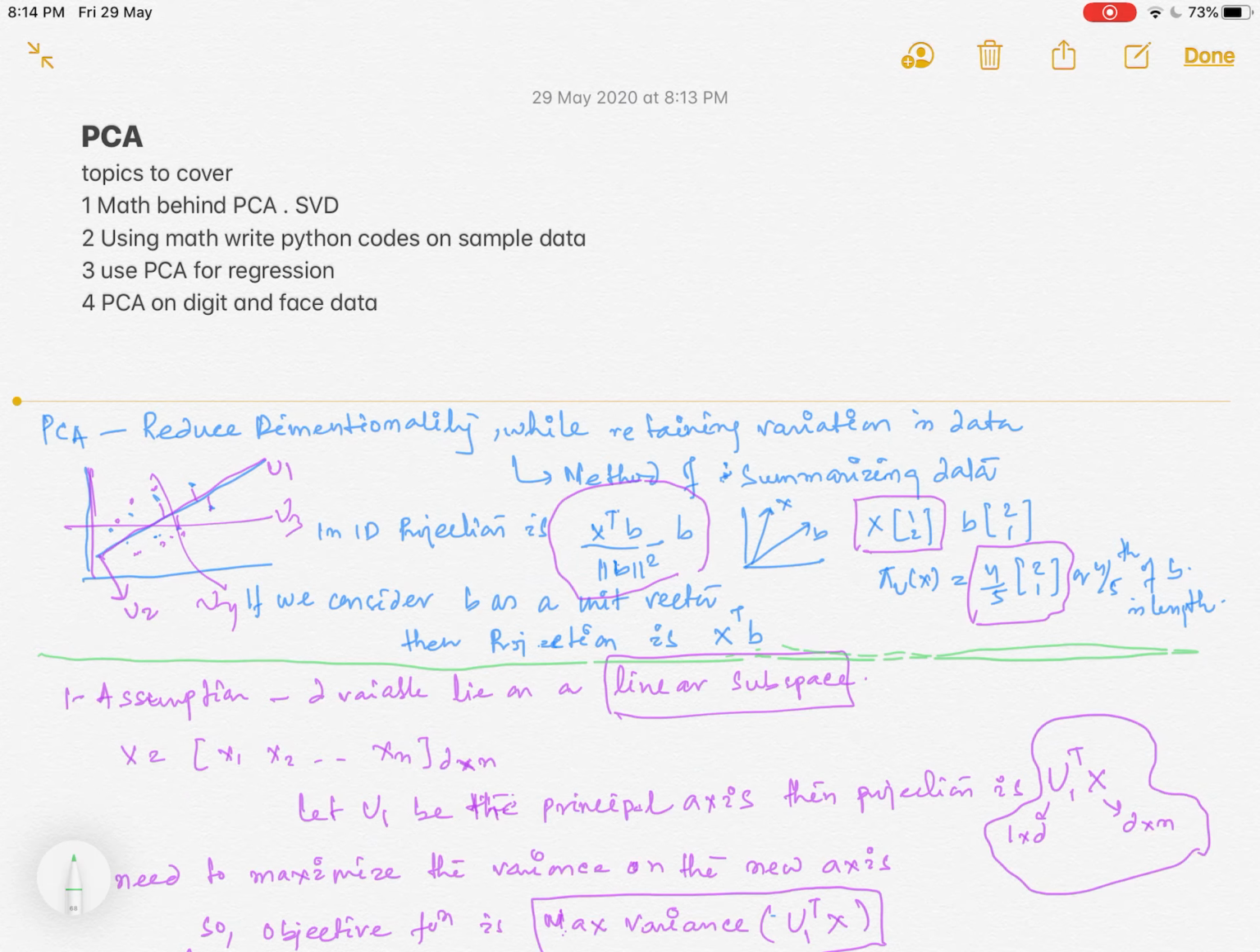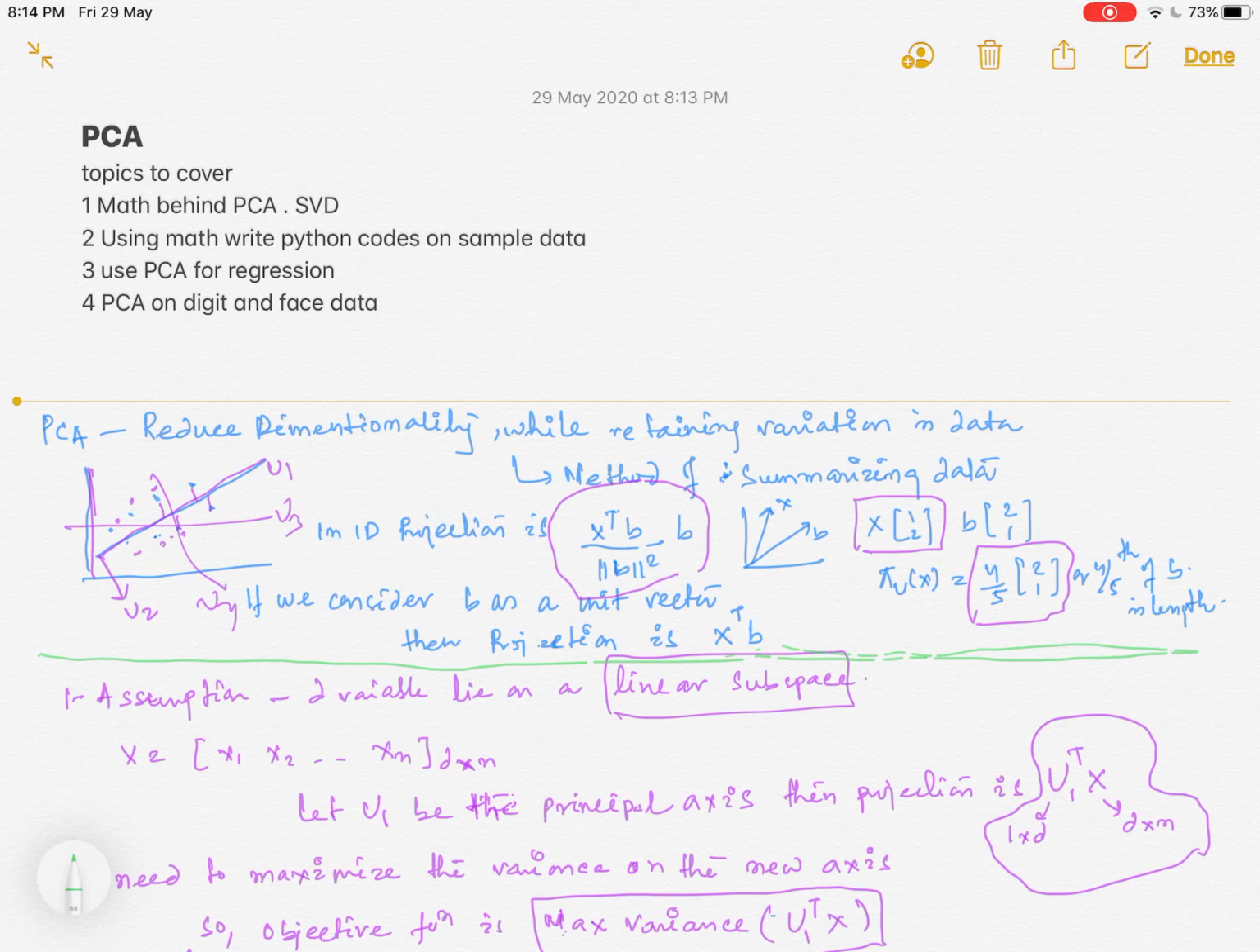Then we will use the math that we'll be discussing today and write the same into Python code on a sample dataset. Then we'll see how PCA can be used for regression, and also we'll try to work out a few of the datasets that are available over the internet on digit classification and digit recognition, I must say, and on facial data, that is squeezing the size of the data using PCA.